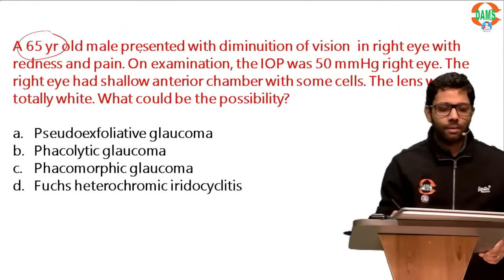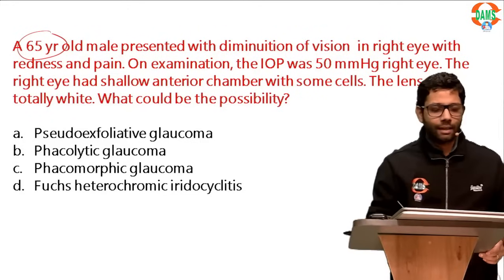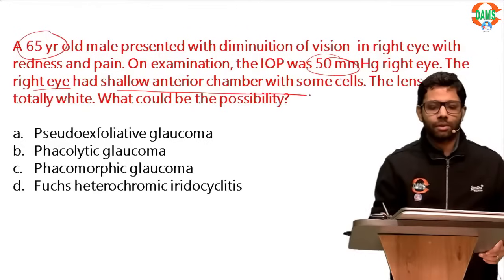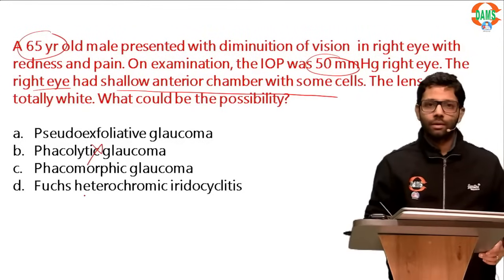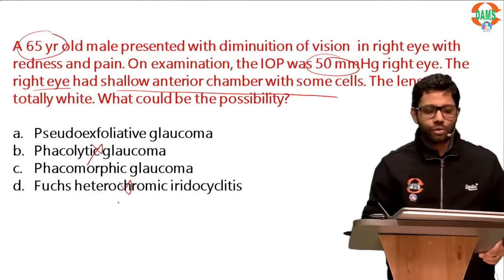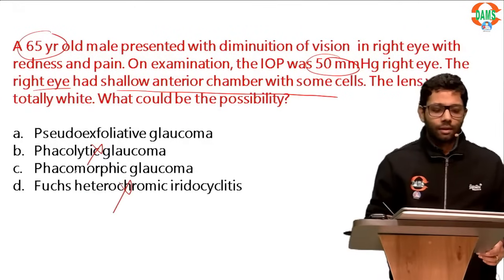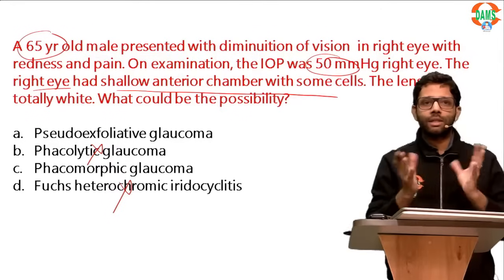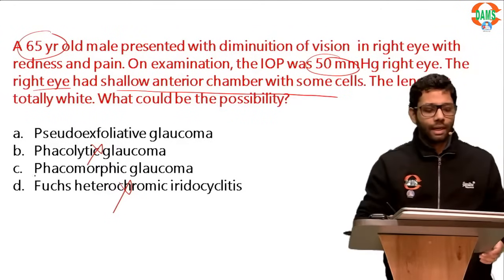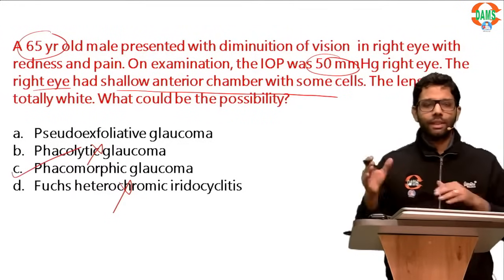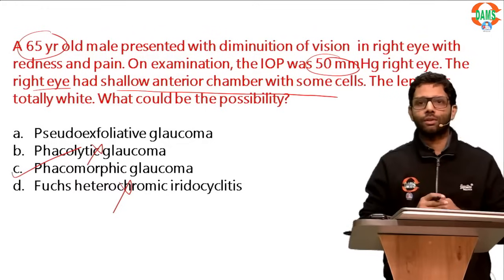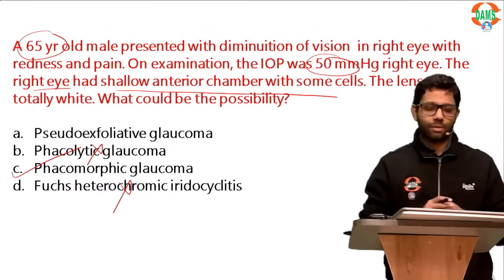65-year-old male presents with diminution of vision in the right eye, redness, pain, IOP was 50. Right eye, shallow anterior chamber. So shallow anterior chamber rules out Fuchs, and 65-year-old also rules out Fuchs. Shallow AC, as I just explained, intumescent cataract pushes, that is phacomorphic glaucoma, intumescent cataract is the answer. There is nothing like dandruff material written, so pseudoexfoliative is not the answer. So C is the answer of this question.